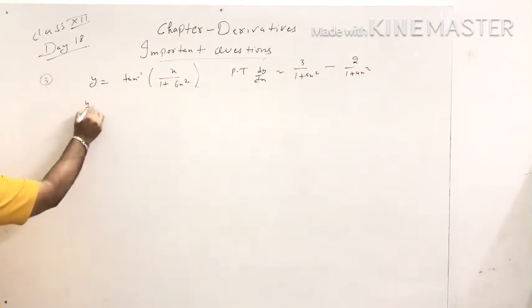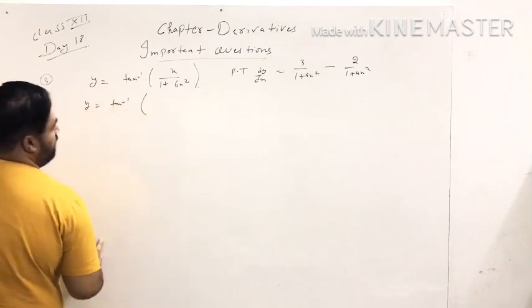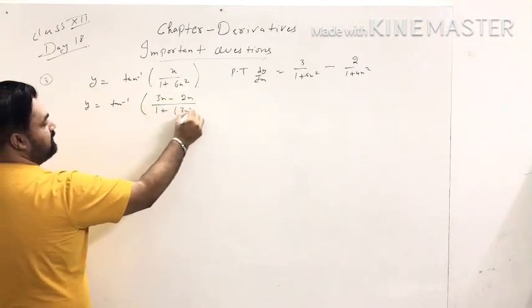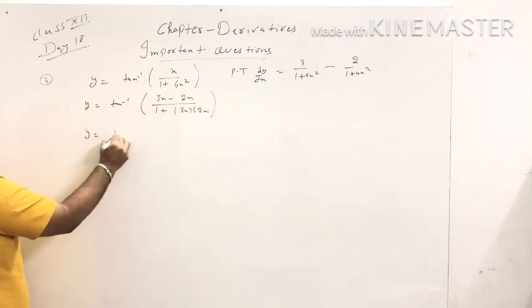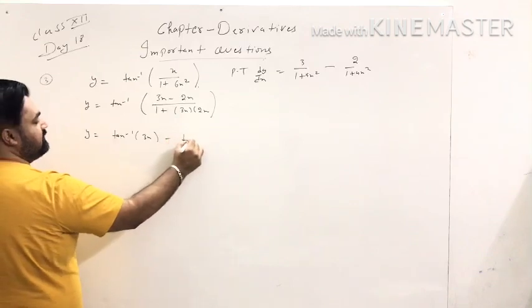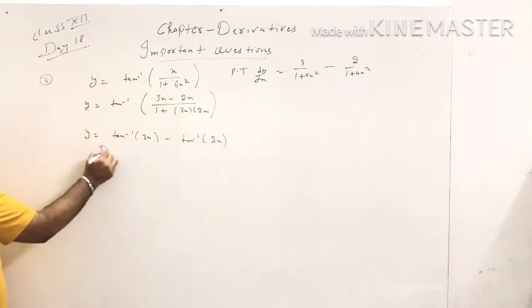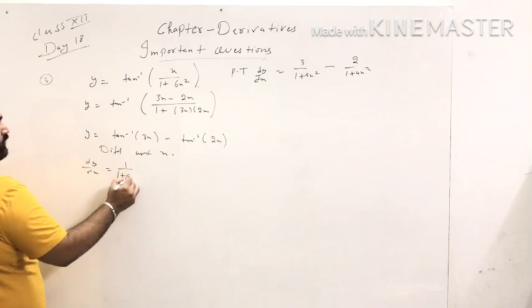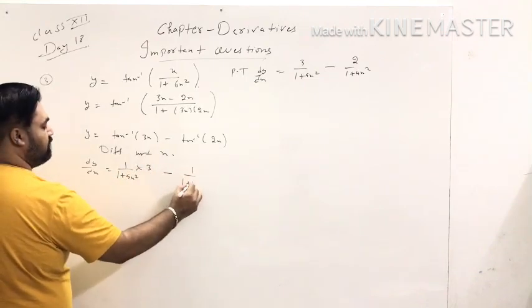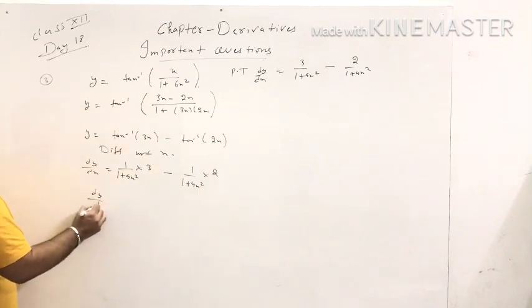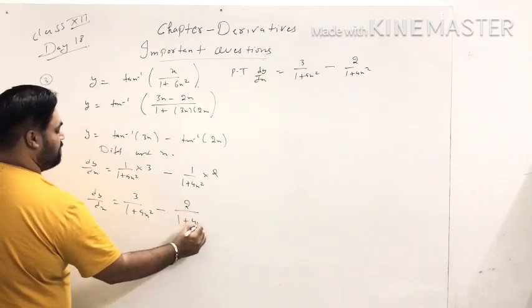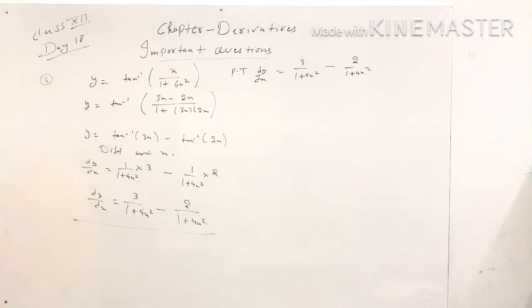So in this question, y equals tan inverse. Now we can write x as 3x minus 2x upon 1 plus 3x into 2x. So y equals tan inverse 3x minus tan inverse 2x. Now differentiate with respect to x. So dy by dx equals 1 upon 1 plus 9x square into 3 minus 1 upon 1 plus 4x square into 2. So the final answer is 3 upon 1 plus 9x square minus 2 upon 1 plus 4x square. So this is the third question. Please note it down.